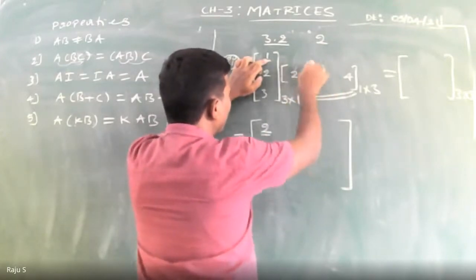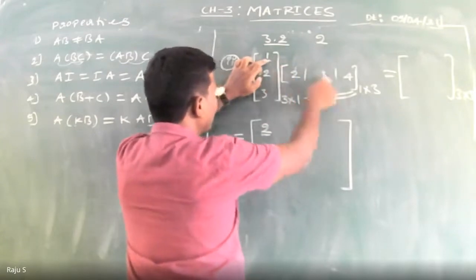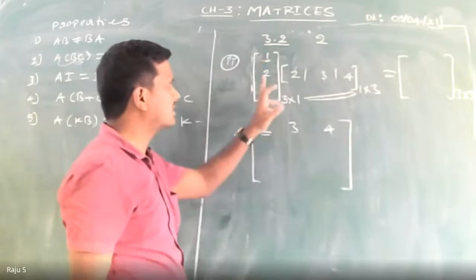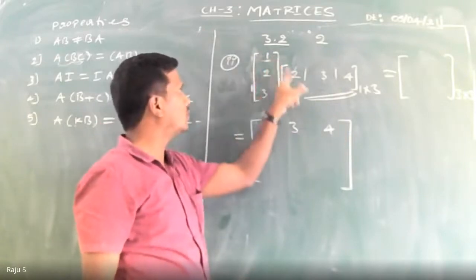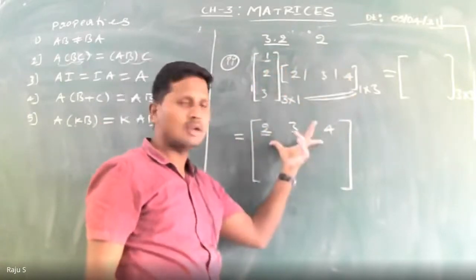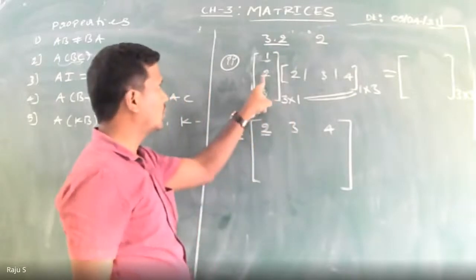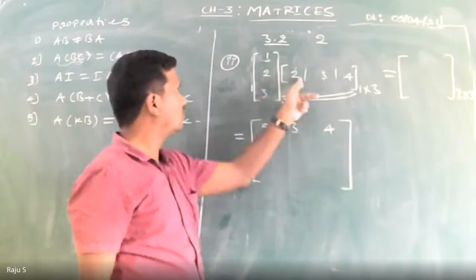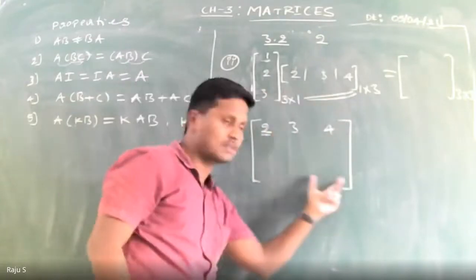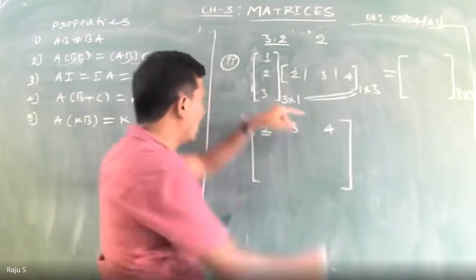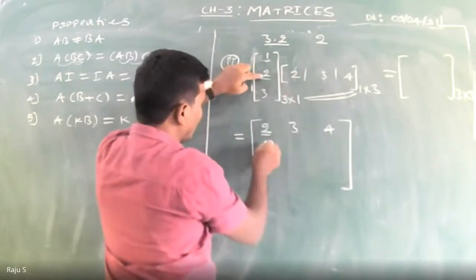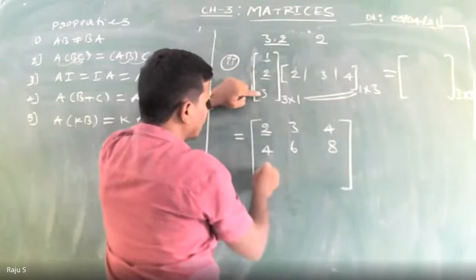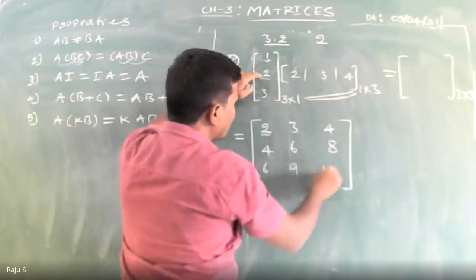First row, second column, 1 into 3, 1 into 4. See, the only thing is just multiply. 1 into 2, 1 into 3, 1 into 4 will get the first row. Then 2 into 2, 2 into 3, 2 into 4 will get the second row. 3 into 2, 3 into 3, 3 into 4 will get the third row. That's it. So second row: 2 into 2, 4, 6, 8, and 6, 9, 12.